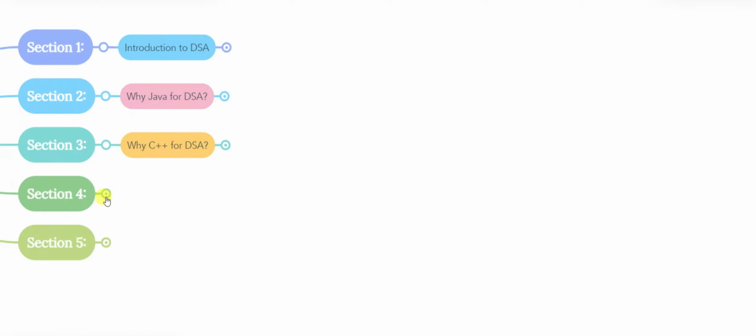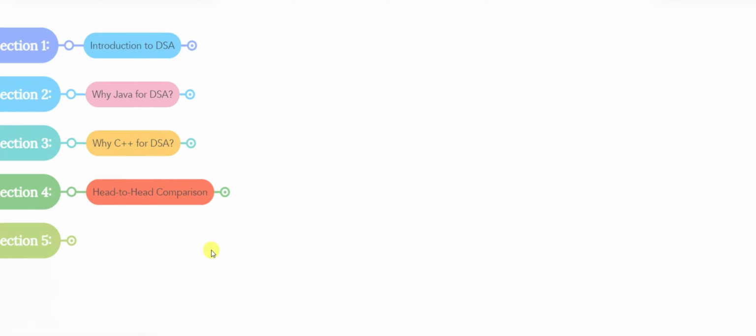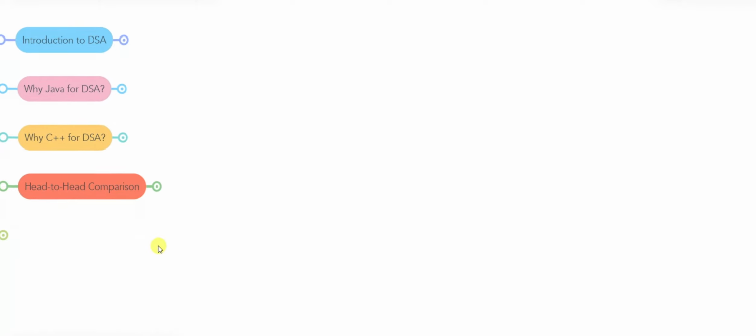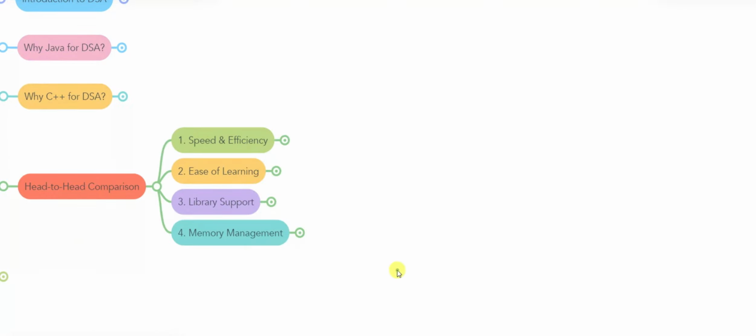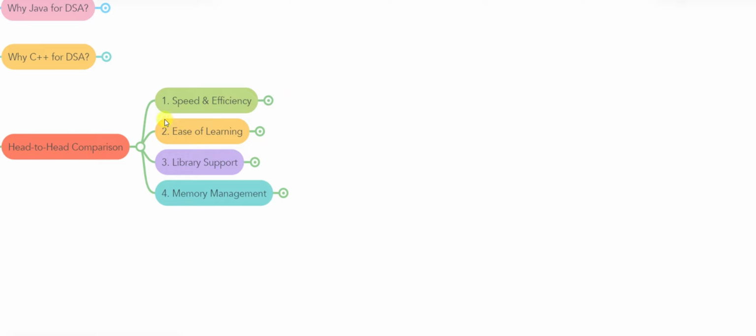Section 4. Head-to-head comparison. Alright, now that we've covered the strengths of each language, let's put them side by side in some key areas for DSA. Number 1. Speed and efficiency. Number 2. Ease of learning. Number 3. Library support. Number 4. Memory management.